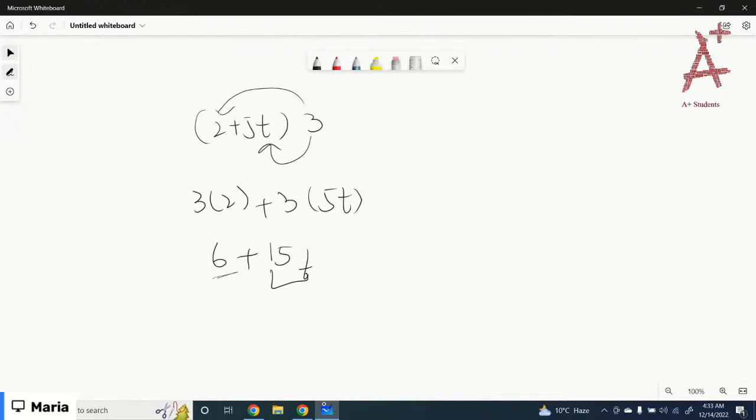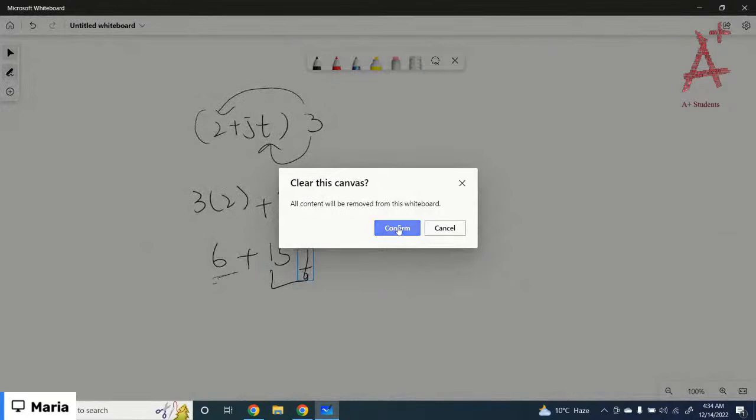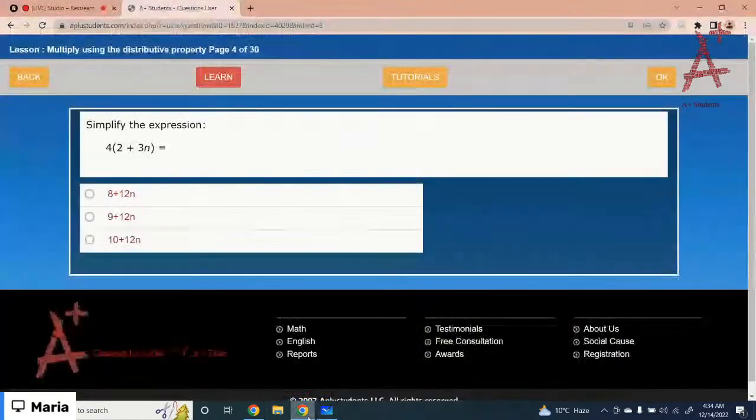What happened? You cannot add them. 15t and 6 are two different things. 15 has a variable t, but 6 doesn't have any variable. You can just add the things that have the same variables. Got it? You cannot add them. They are two different things. 6 plus 15t is the answer as it is.